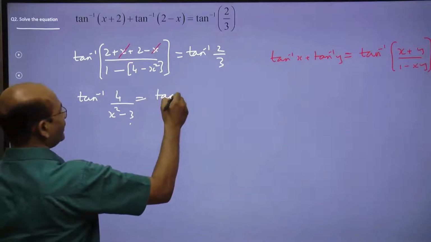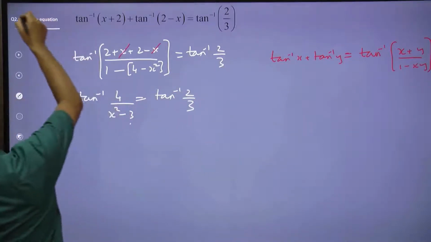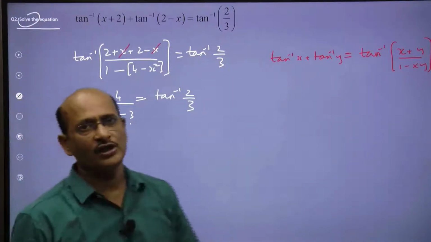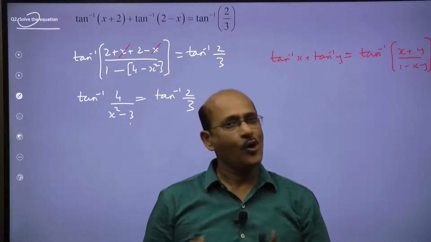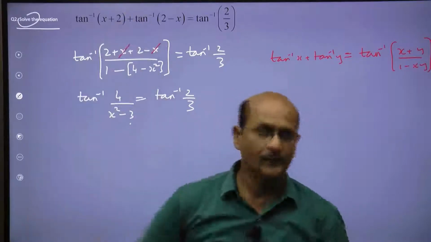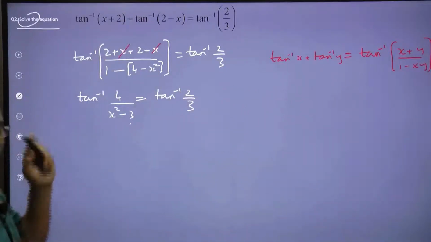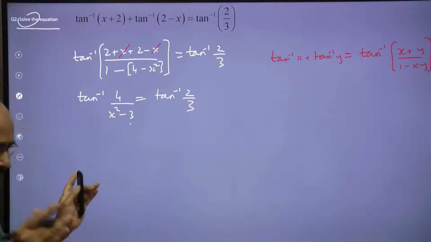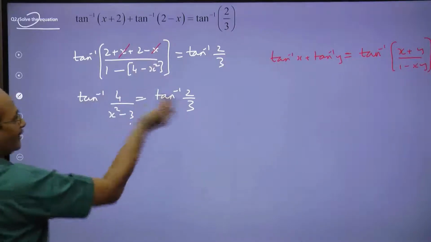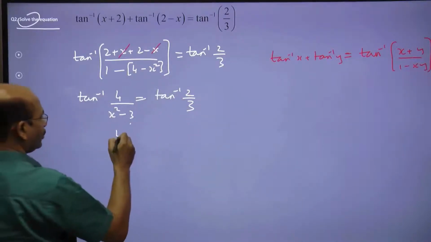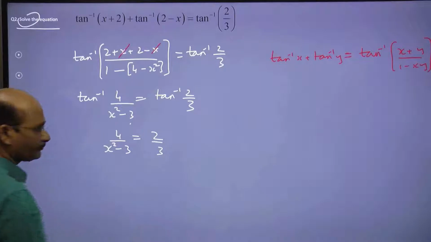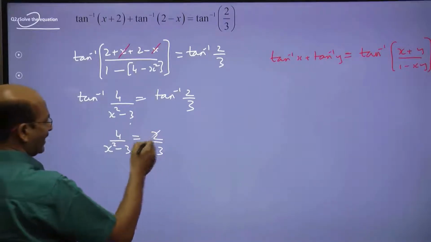Now what is the idea? Remember, what I am trying to do is solve. When I say solve, in any inverse functions or equations, you need to find the value of x. Solve means find the value of the variable which is put across in the equation. So here my objective is to find the value of x. I try to change both sides into the same inverse ratio. So by the concept of equality, I can say 4 upon x square minus 3 is equal to 2 upon 3. You can simplify this as easily as possible.